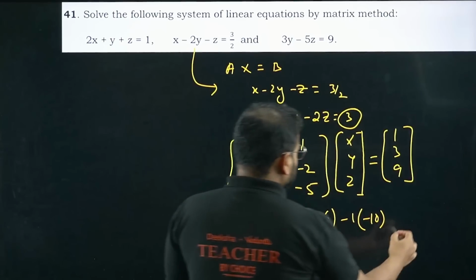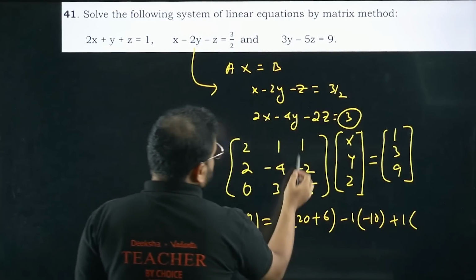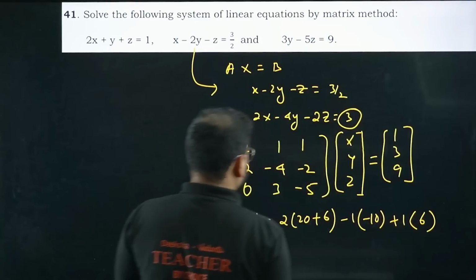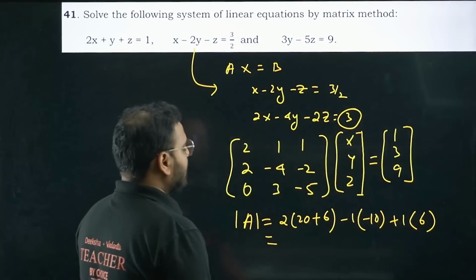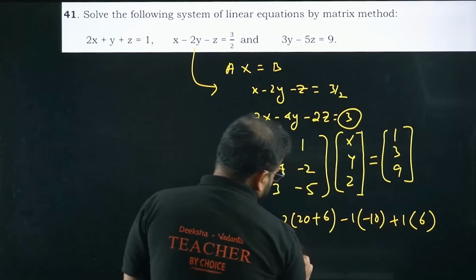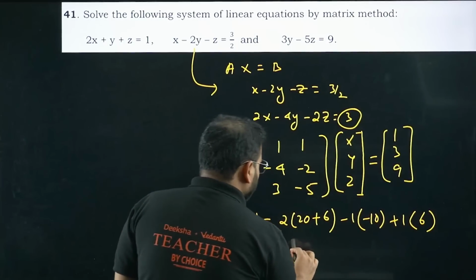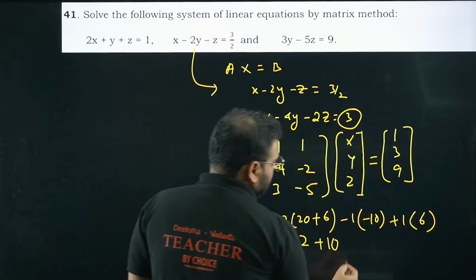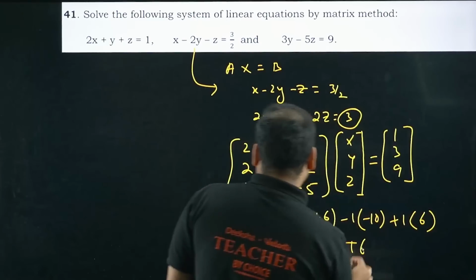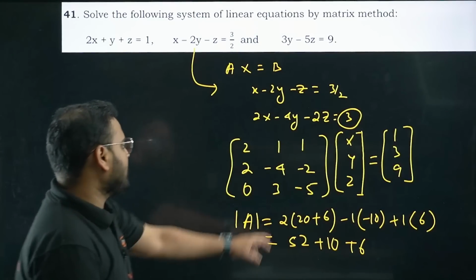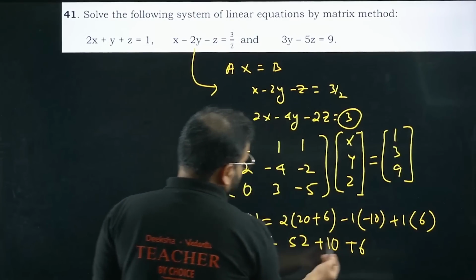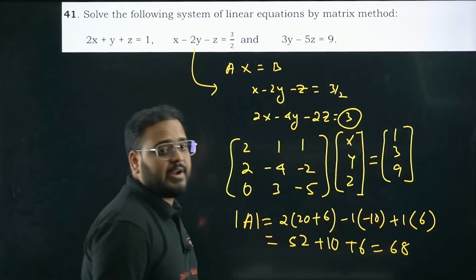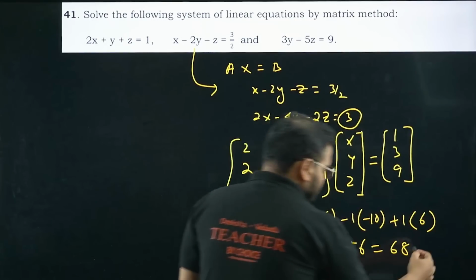What now? Plus 1 is there. With this I'm going to get 6. So this value is coming as, please check, this is 26, so 52. Okay, I have plus 10 and here plus 6. Is it plus 6 actually? Yeah, plus 6 only. 1 times of 3 times 2 is 6 only. So I get 58 plus 10 is 68, sir. 68, bacha, which is not equal to 0.